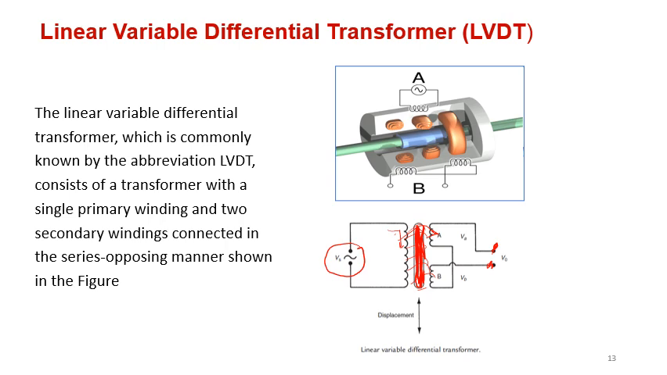So if the magnetic field coming to coil A is equal to the magnetic field reaching B, that means VA will be equal to VB, which means the output will be 0 because the output will be VA plus VB. And we said the arrangement is made such that one of them is opposite to the other.